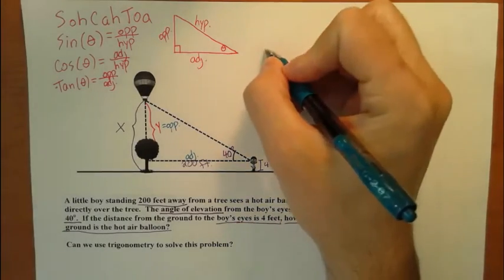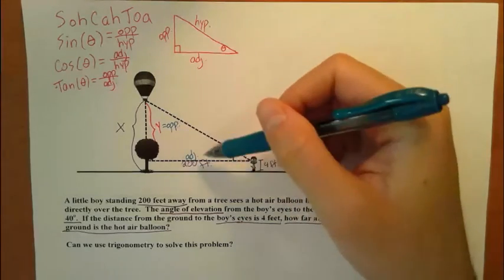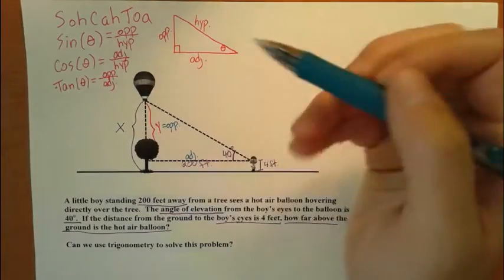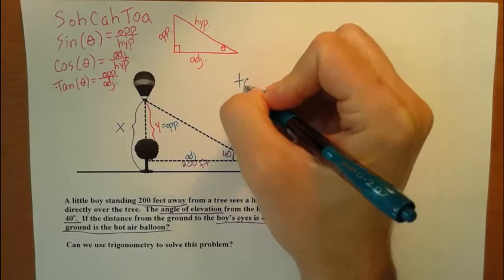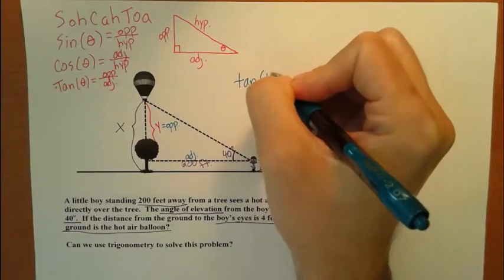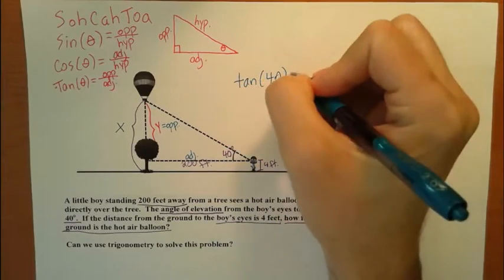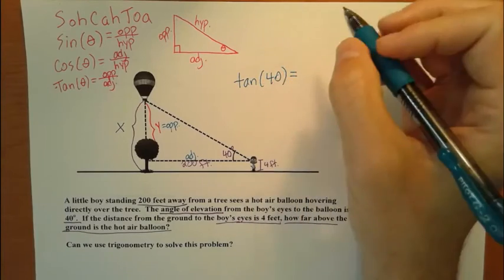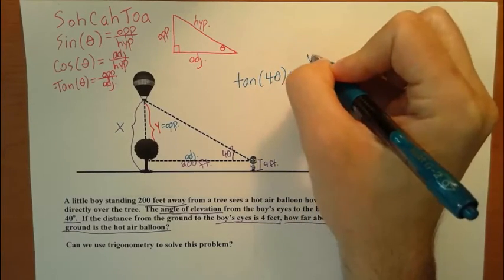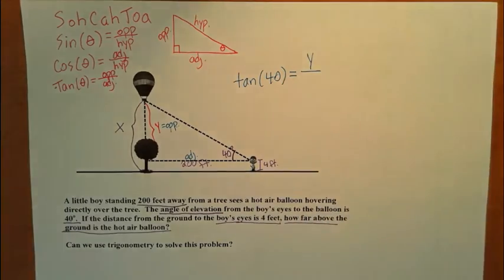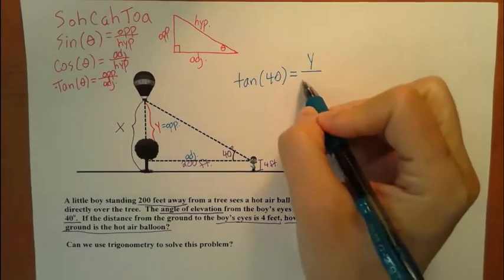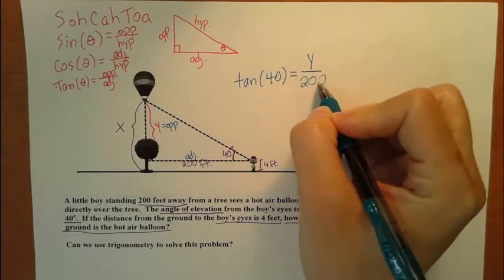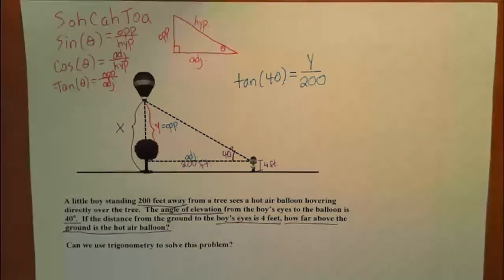Because we're doing opposite and adjacent, we're going to use tangent. So I'm going to set it up as the tangent of 40 degrees is going to be equal to opposite, which is y, and over adjacent, which is 200. So now you have an option here.